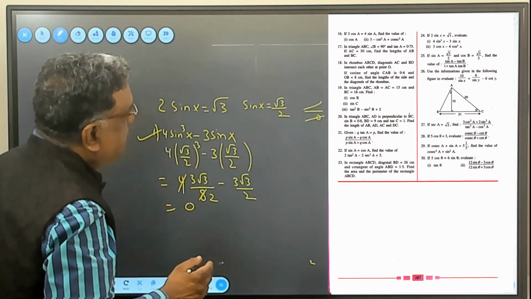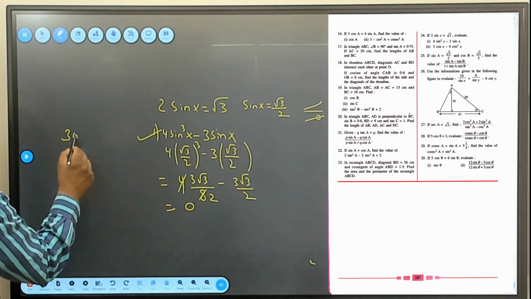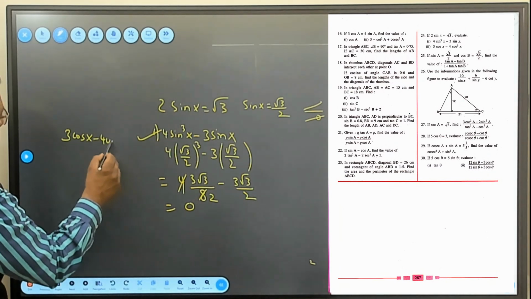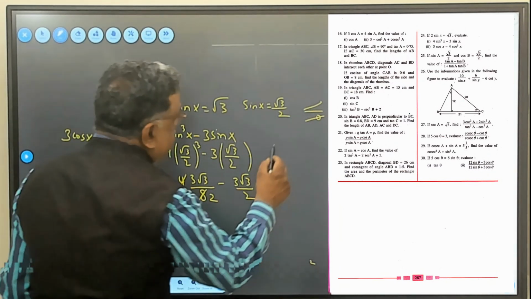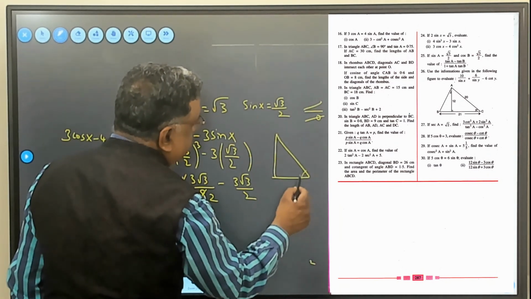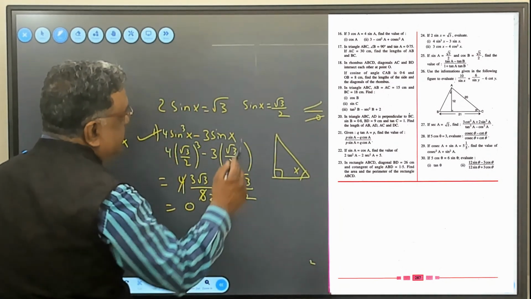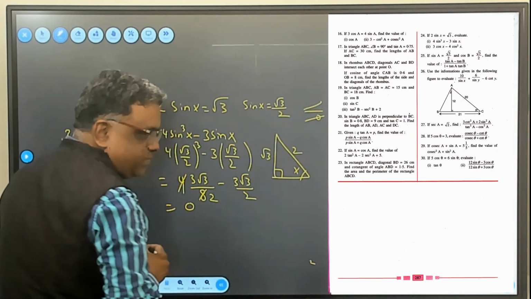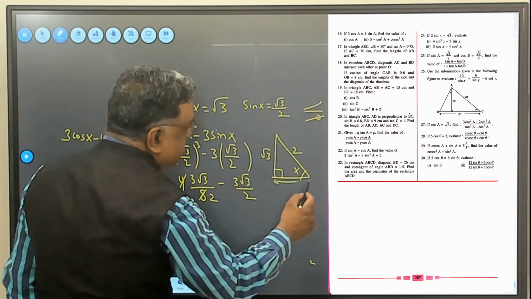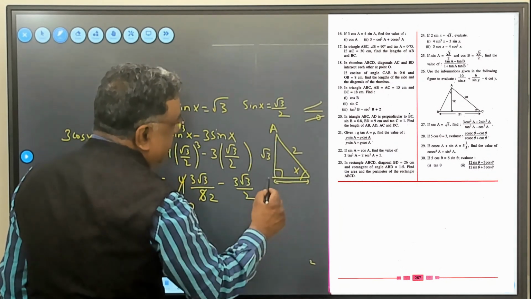What's the second thing that they have asked? They have asked 3 cos x minus 4 cos cube x. So now I'll have to find out cos x. So I'll construct the triangle. If this angle is x, this is 90. Sin x is root 3 by 2. So sin is opposite upon hypotenuse. Now I need to find out this value. Let us say A, B, C.